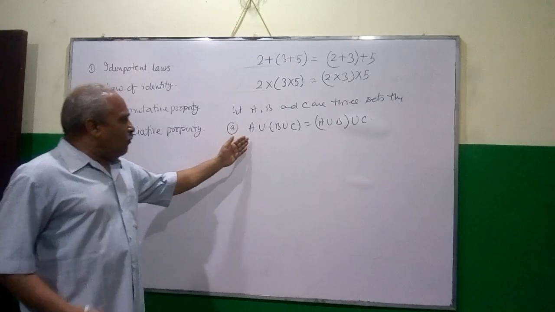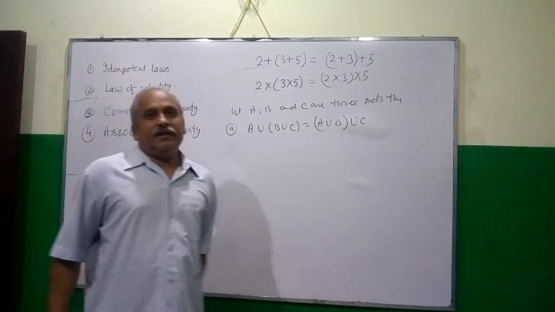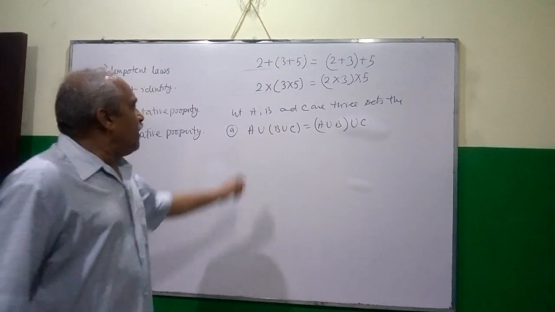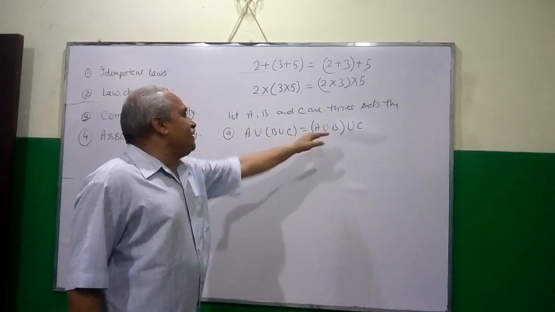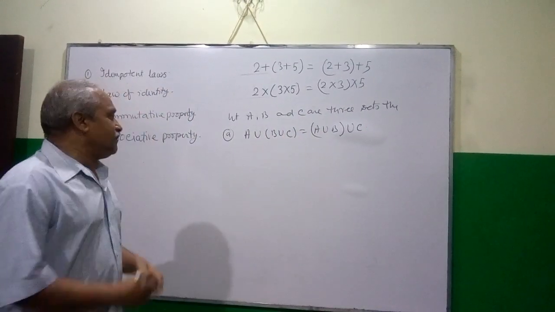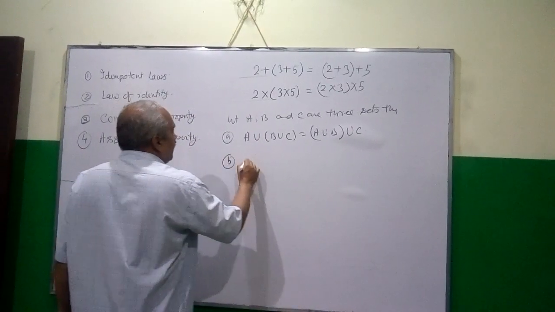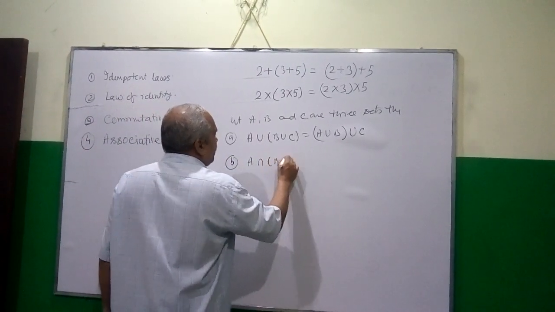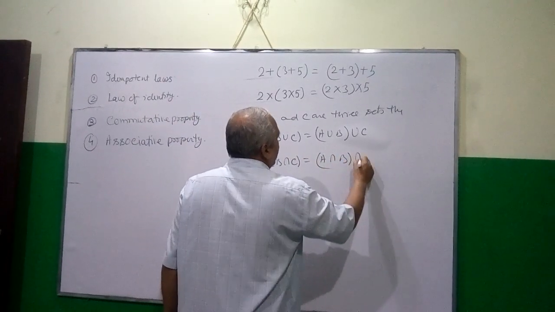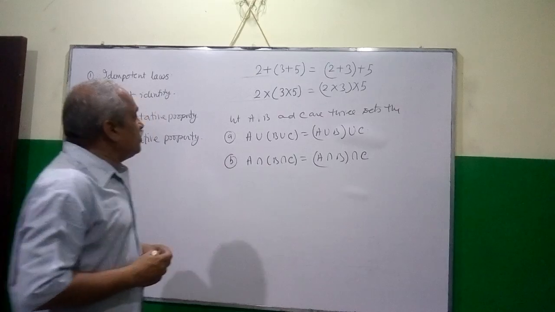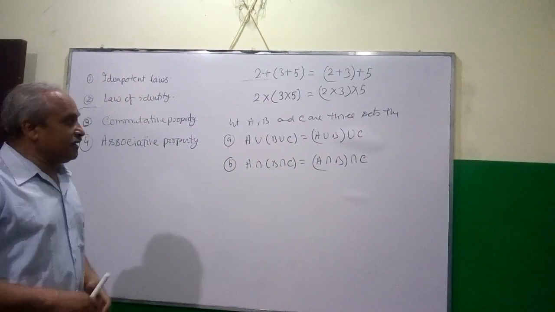You can mark here that A, B, C, their order is not changed, but their bracket is changed, their association is changed. It is the associative property of union, and (A intersection B) intersection C equals A intersection (B intersection C). It is the associative property of intersection.